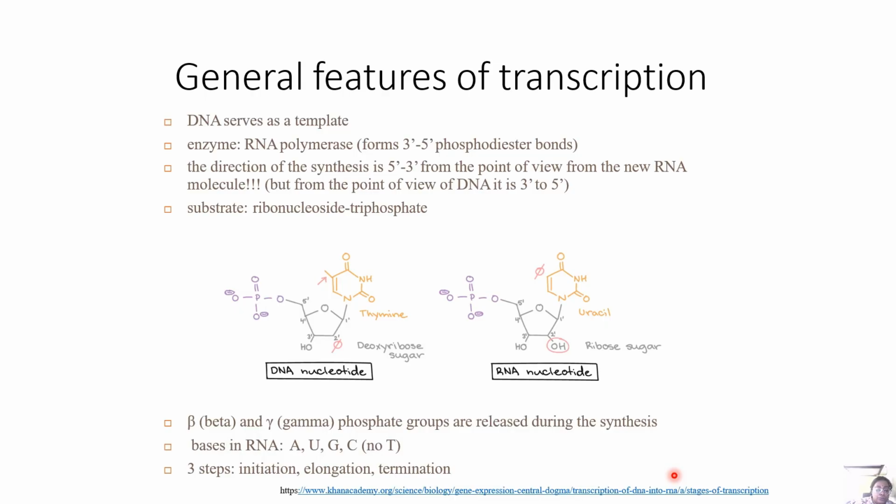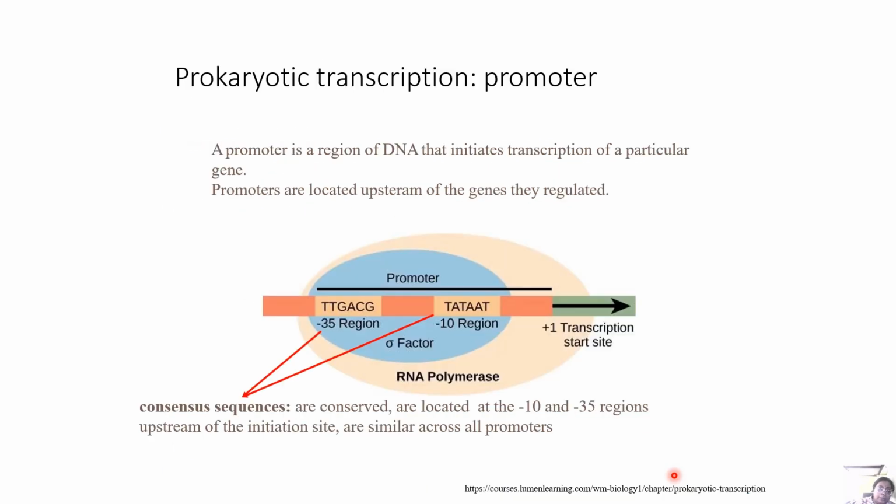Bases in RNA are A, U, G, C, no T. In place of thymine, we have uracil. And there are 3 steps: initiation, elongation, termination. Now, a promoter is a region of DNA that initiates transcription of a particular gene. So, promoters are located upstream of the genes they regulate.